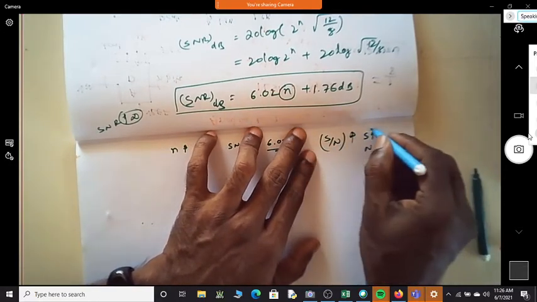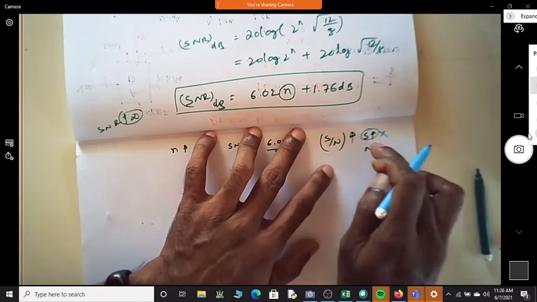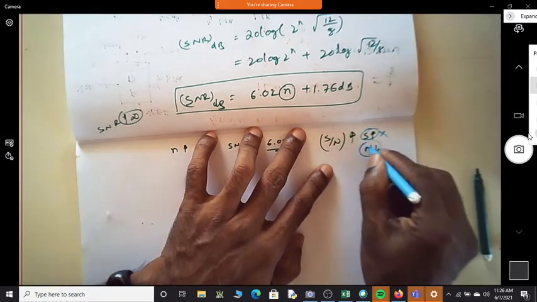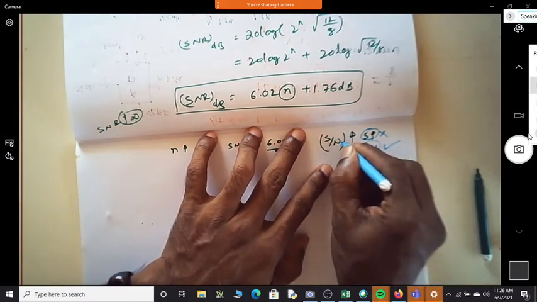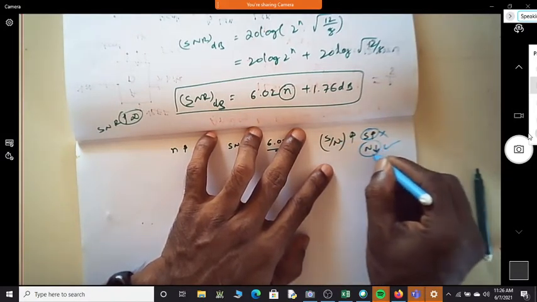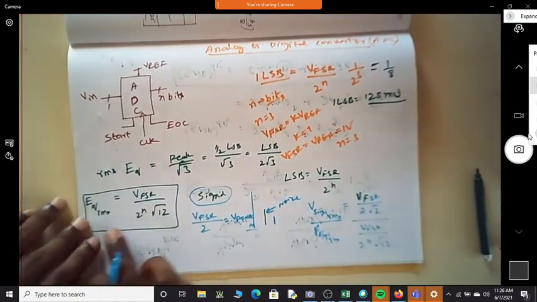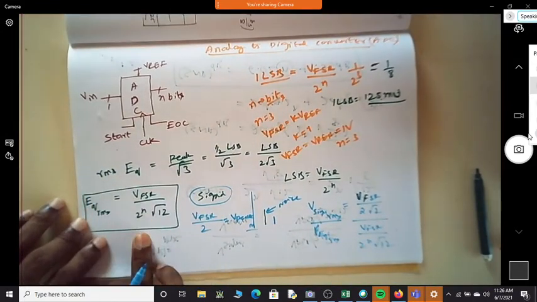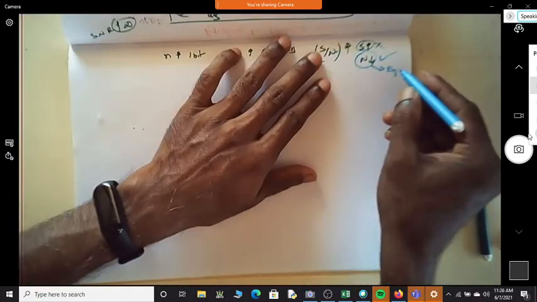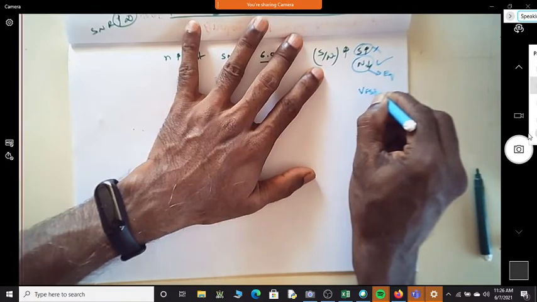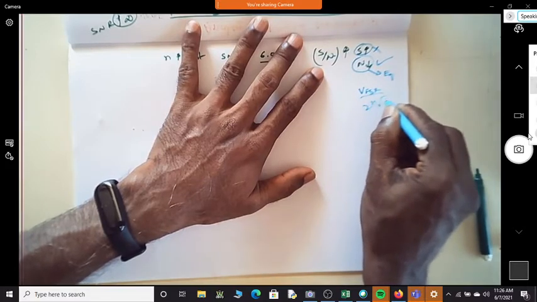I'm not doing this; I don't want to increase the signal level to get a better signal to noise ratio. But I will do this. This is my noise. How do you reduce the noise? Noise in this case is the quantization error EQ, which is VFSR by 2 power n root 12. If you want to reduce the noise, the only way is through VFSR by 2 power n root 12.